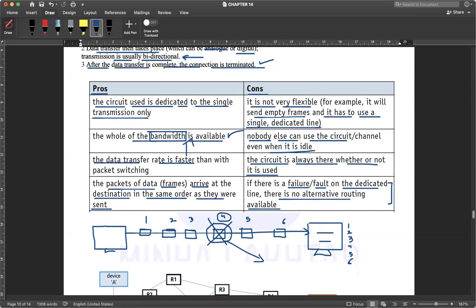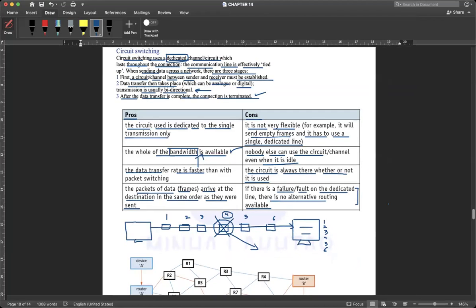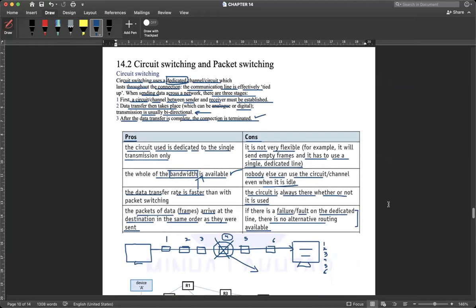Okay. So if the transmission fails, it means the whole network will be down. So you have to repair the transmission. Definitely, it will take some time. So these are some pros and cons. So guys, take out your notebook, write down about circuit switching points first, and then you need to write 3 pros and 3 cons. I'm waiting.